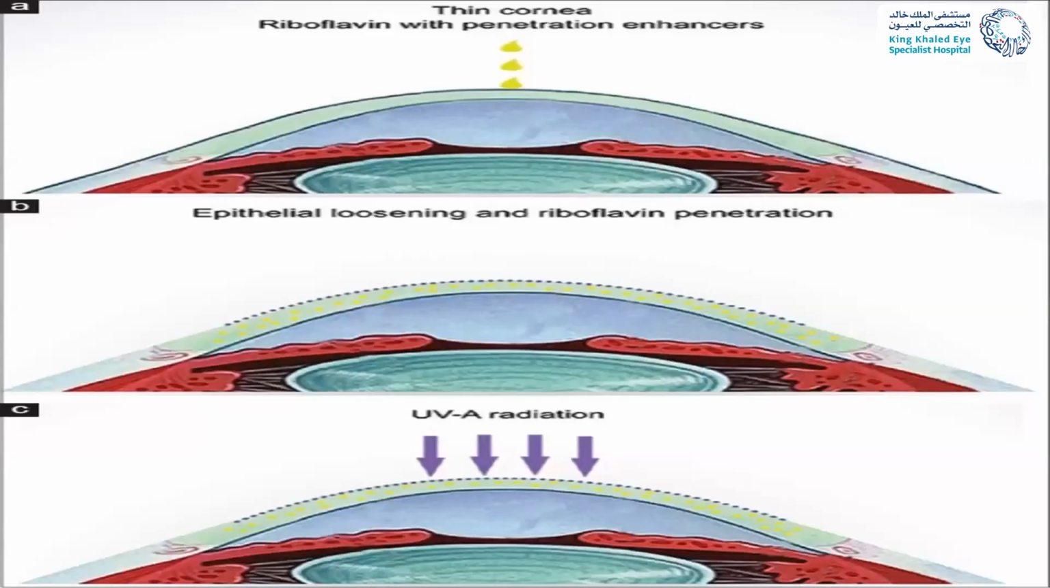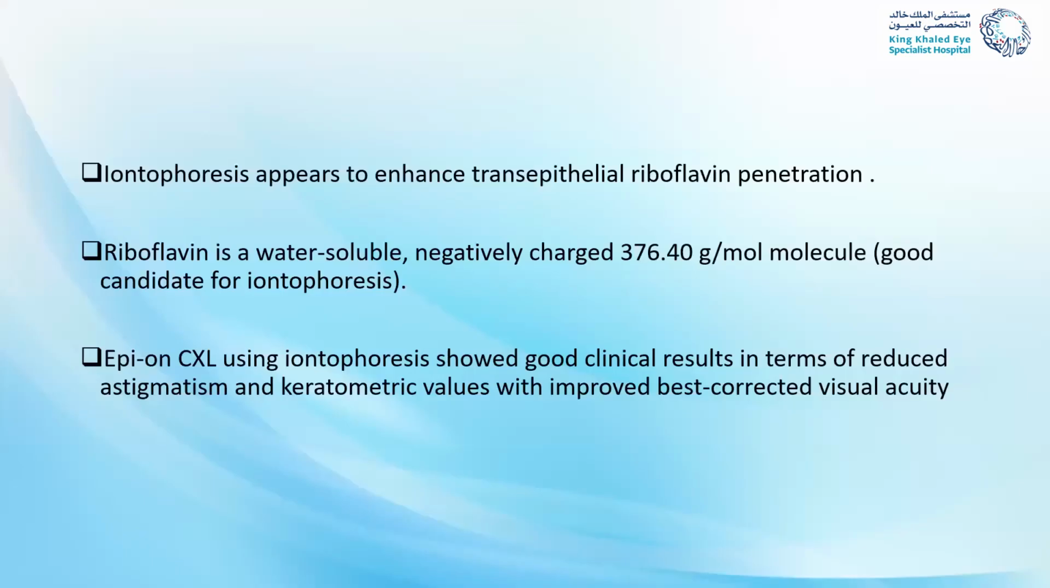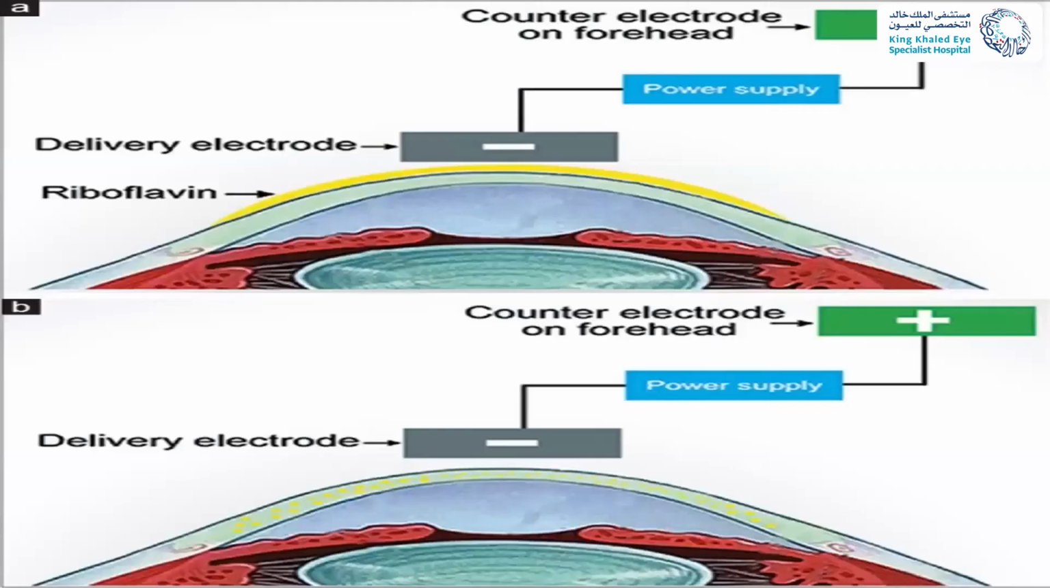You just put the riboflavin after you put the enhancers, and you can see that the absorption is a lot better. Another way is to use iontophoresis, which is used because riboflavin is a negatively charged molecule, so it's a good candidate for this kind of process. Just go through the picture: there's a positive electrode and power supply, and a negative electrode. Then you put the riboflavin, which is also negatively charged, and this pushes the riboflavin through the epithelium and into the stroma. Again, this gives a better effect than transepithelial alone.